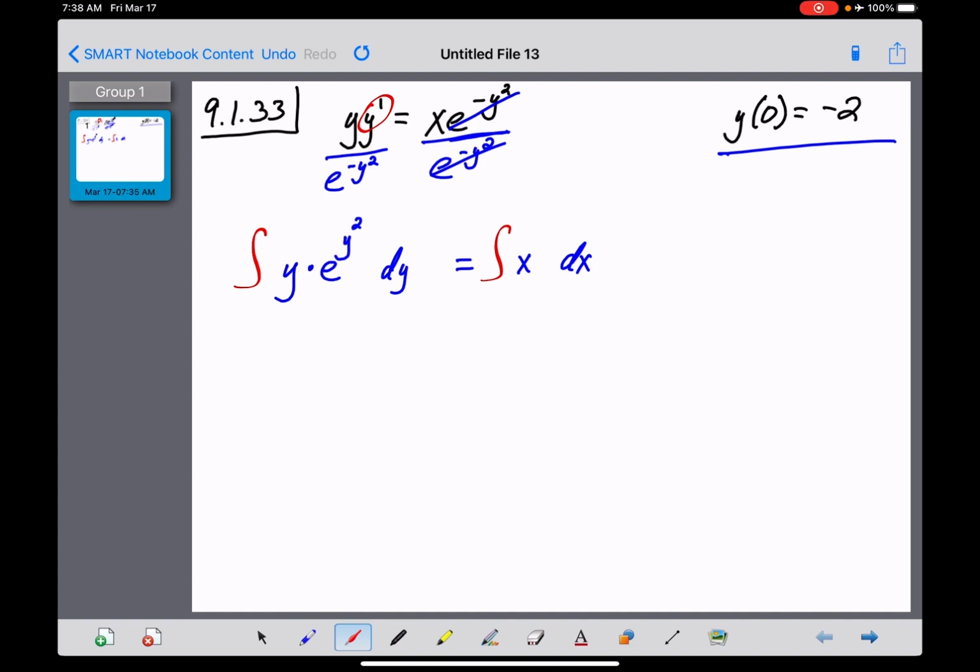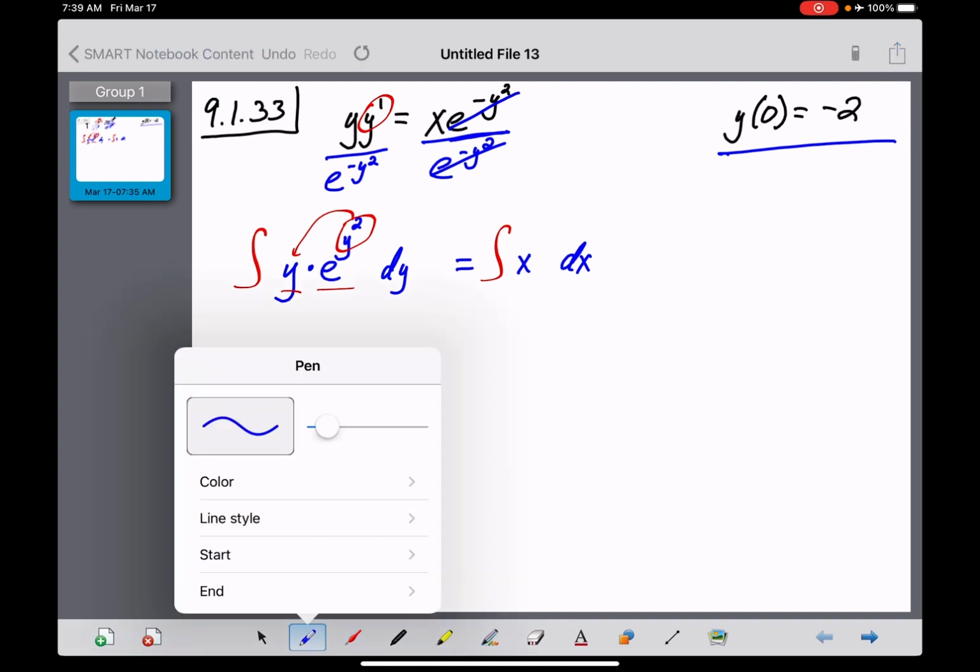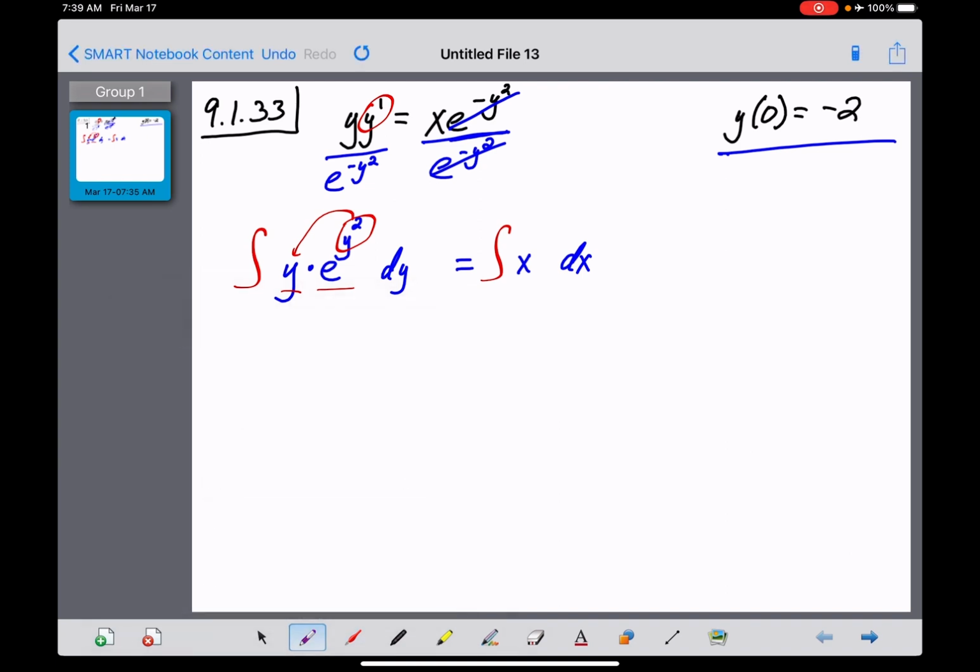But this left side here gets a little bit hairy. Why? Because we have two distinct parts to the integrand right here. But what I do notice is that the exponent on the e right here, which is y squared, would have a derivative that would match up pretty well with this y. That tells me, guys, that we are probably going to do u substitution here within an initial value problem.